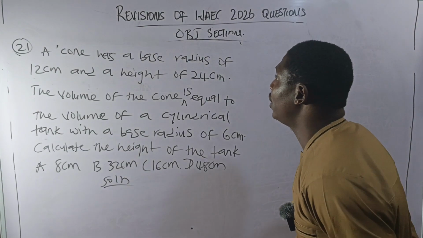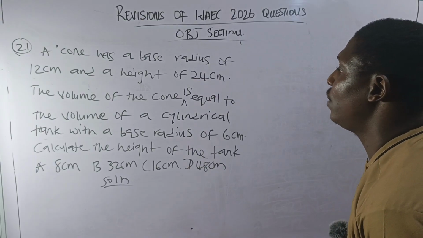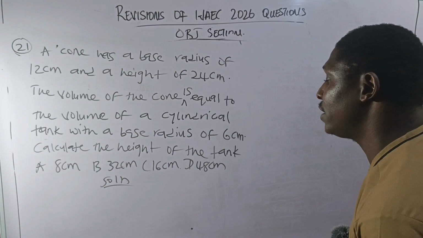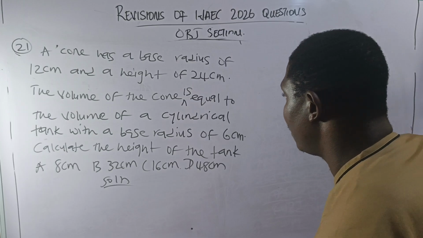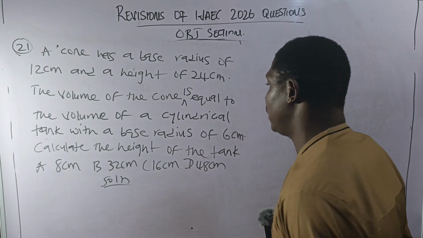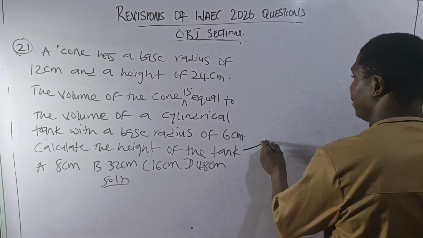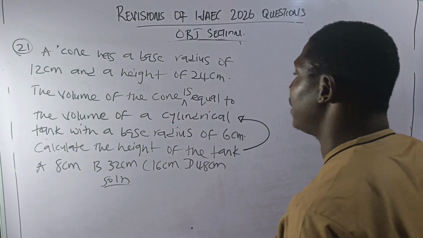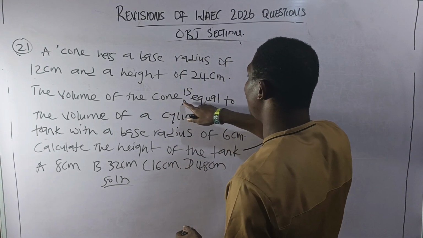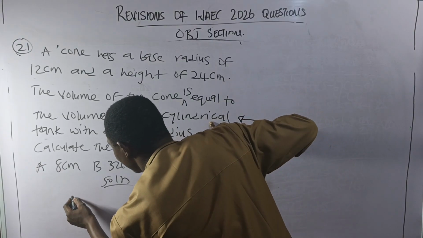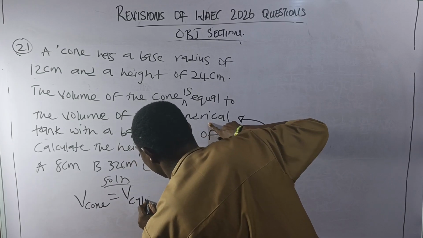Question 21 says, a cone has a base radius of 12 centimeter and a height of 24 centimeter. The volume of the cone is equal to the volume of a cylindrical tank with a base radius of 6 centimeter. So calculate the height of the tank. Now, height of the tank here talks about the height of the cylindrical tank, which is simply what? A cylinder. Now, they said volume of cone equal to the volume of the cylinder. So V cone equal V what? Cylinder.